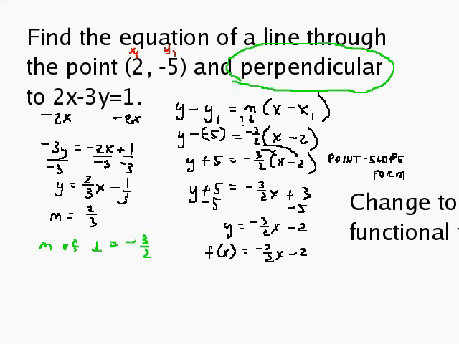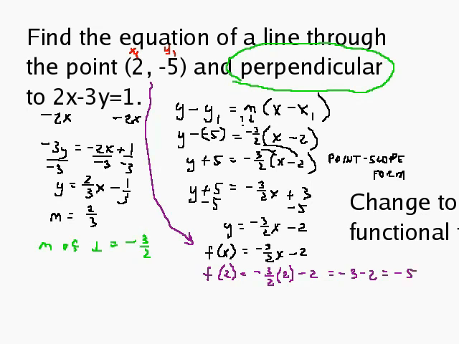Now, would this check? You're darn tootin'. We take that point and ask, what is f when x is 2 in that form? It would be negative 3/2 times 2 minus 2, which is minus 3 minus 2, and you will notice that y comes out to be minus 5. So in this functional form, f of 2 equals negative 5. It's just a fancy way to write the ordered pair 2, negative 5. So you can see in this functional form, it does check.